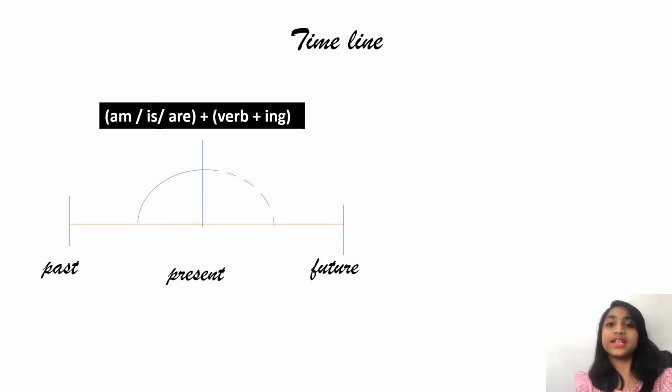Are is for you and the other two plural subjects, which are they and we. Okay, we say you are teaching, they are teaching, we are teaching. Okay, so that makes the sentence complete in the present continuous tense. Let's move on.